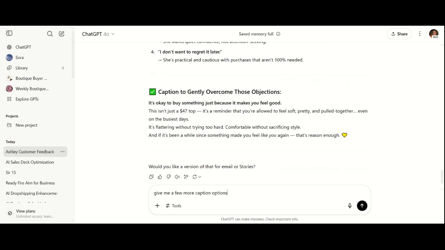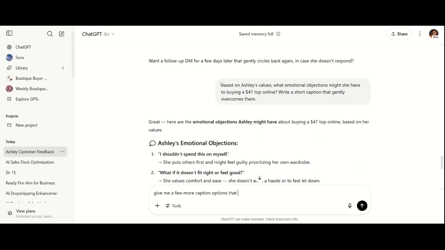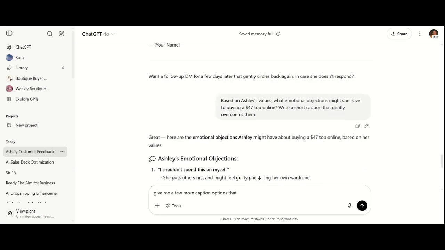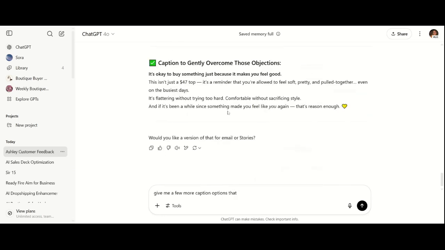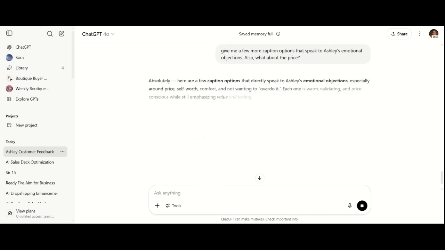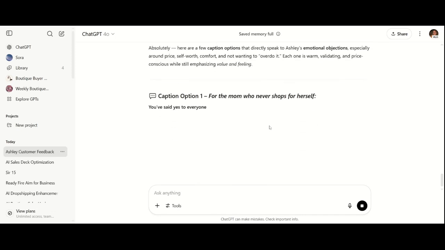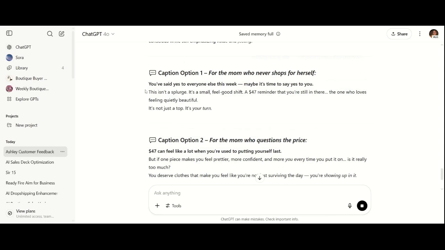Caption options that speak to Ashley's emotional objections. Also, what about the price? I'm just going to see what it says here. Oh, this is a good one. So see, now it's giving me different things that she might say.